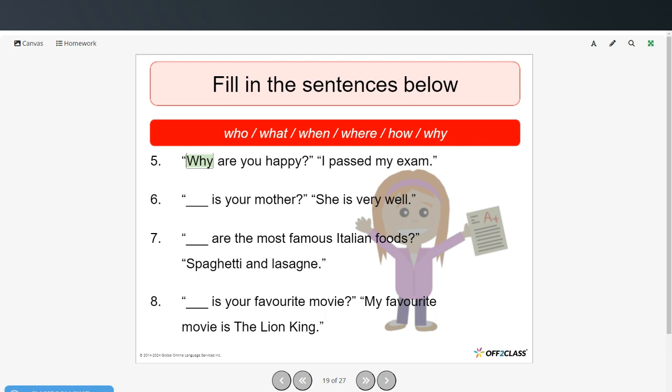Why are you happy? I passed my exam. So again, the reason for her happiness is passing the exam. How is your mother? She is very well. So this is talking about the mother's general condition or health.